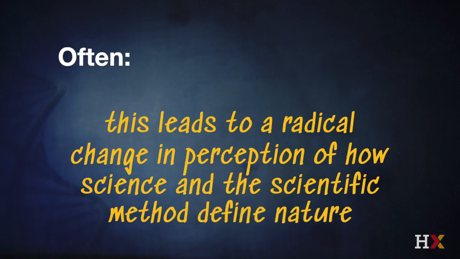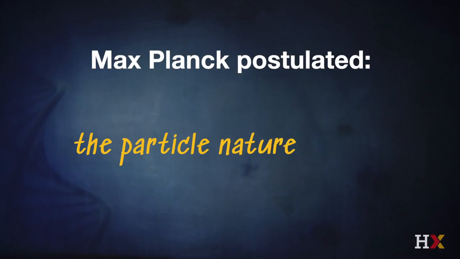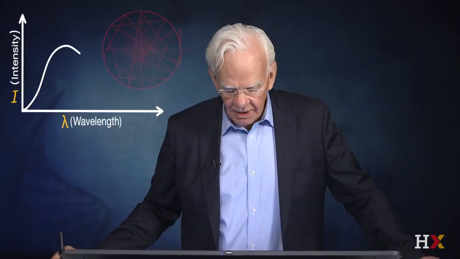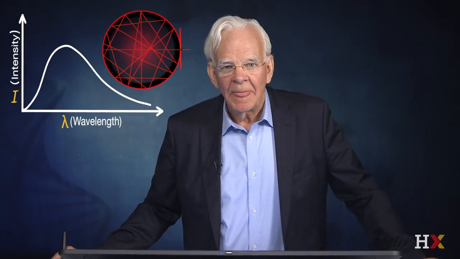And you'll remember from chapter 1 there was a famous example of this, and that involved Max Planck, who postulated the particle nature of light. And he deduced the particle nature of light by observing the intensity dependence as a function of wavelength of radiation emitted from a black body cavity.